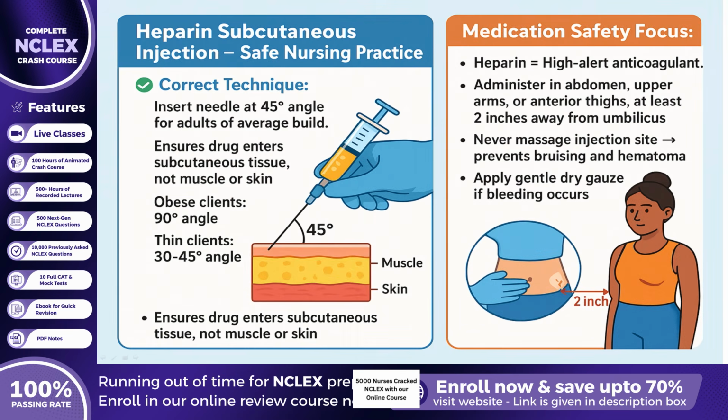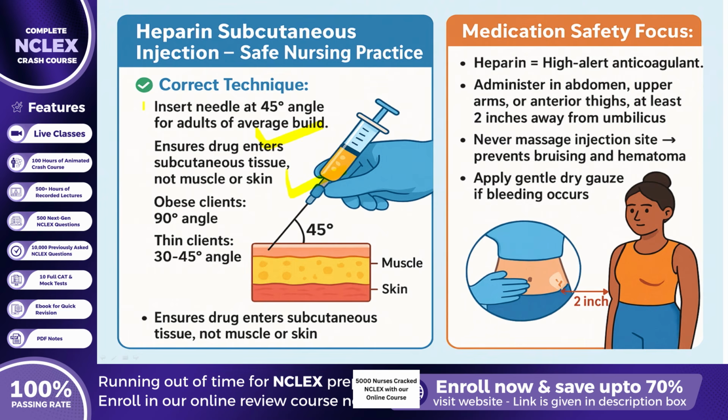To elaborate, when giving a subcutaneous injection such as heparin sodium, it is crucial for the nurse to adjust the injection angle and site based on the client's body composition. This ensures that the medication is properly deposited into the fatty tissue below the dermis, instead of being injected into muscle or skin layers. For a client of average weight, inserting the needle at a 45-degree angle allows just the right depth for subcutaneous administration. In contrast, obese clients require a 90-degree angle due to thicker adipose tissue, while very thin clients may need an angle between 30 and 45 degrees.